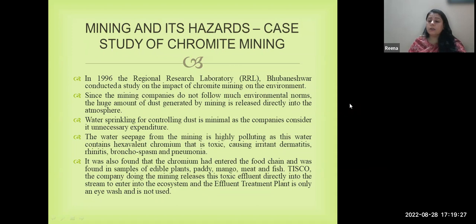And when it enters the food chain, there were samples taken from the areas around these mining locations, and these samples also found chromium in plants, paddy, mango, meat, and fish. So ultimately every kind of pollution which is being generated in the environment is going inside our bodies. It is getting accumulated at the end of the food chain. Again, we have technological options like an effluent treatment plant, which must be utilized and designed to reduce the major pollutants in the waste stream from mining operations. But practically, it doesn't happen.